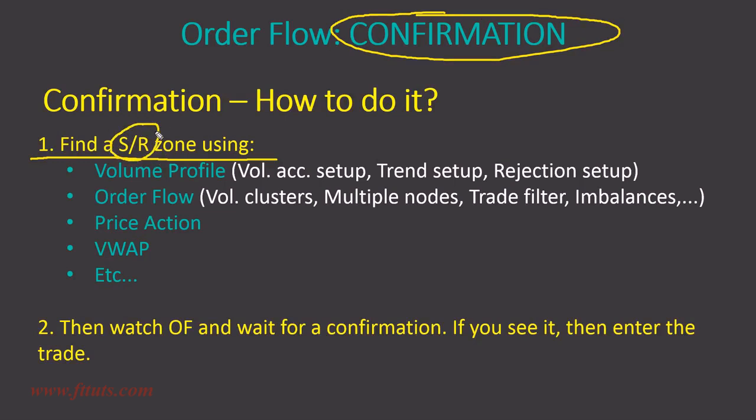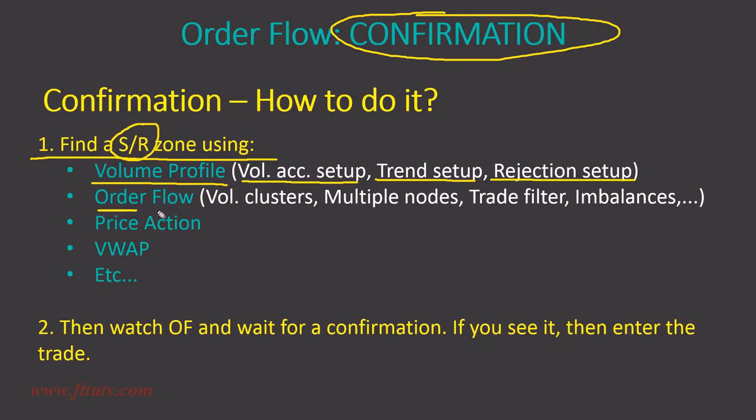Now this is how you can find the support and resistance zones. You can use volume profile, you can use the setups which I'm going to show you later in this video course. The main three setups which I use are the volume accumulation setup, trend setup, rejection setup, and there's also the volume up down setup, which is also a cool setup to use with the volume profile. So you can find support and resistance zones using volume profile. This is actually what I prefer.